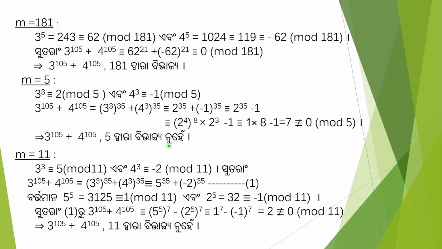Now take m equal to 11. 3 to the power 3 is congruent to 5 mod 11 and 4 to the power 3 is congruent to minus 2 mod 11. So 3 to the power 105 plus 4 to the power 105 is equal to (3 to the power 3) whole to the power 35 plus (4 to the power 3) whole to the power 35, that is congruent to 5 to the power 35, because 3 to the power 3 is congruent to 5, and similarly 4 to the power 3 is congruent to minus 2, so we get plus (minus 2) to the power 35.